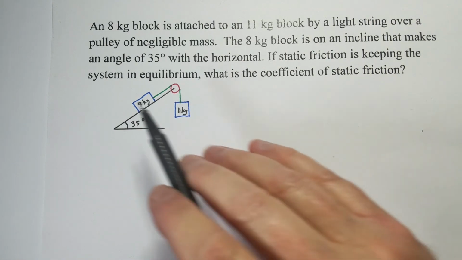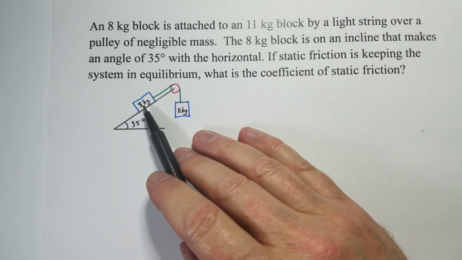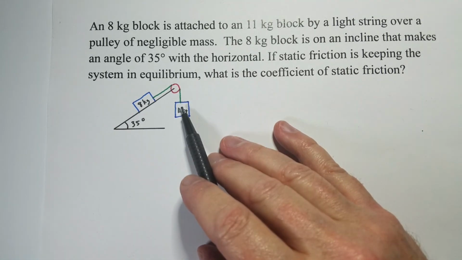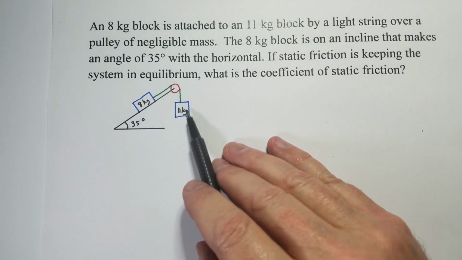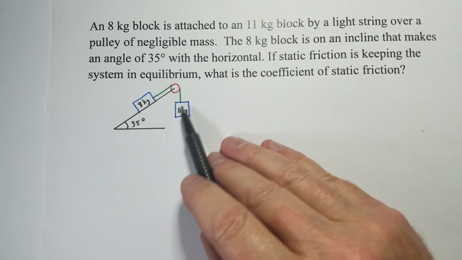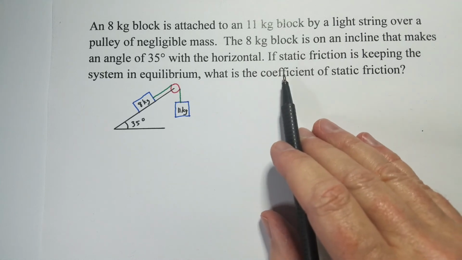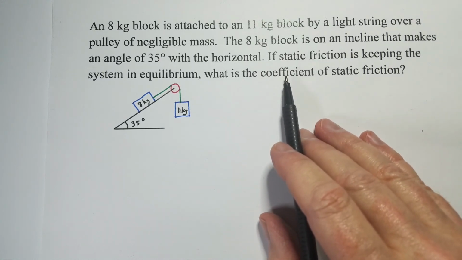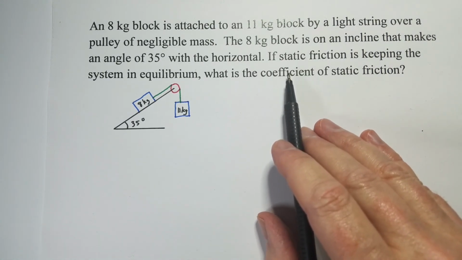In this situation, we got an 8 kilogram block on an incline. Over the pulley, we've got an 11 kilogram block. And if static friction is keeping the system in place, we want to figure out what the coefficient of static friction is. So, what's happening here?